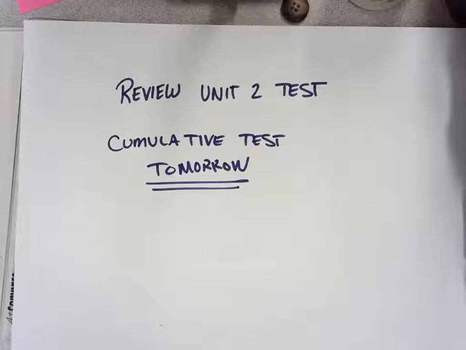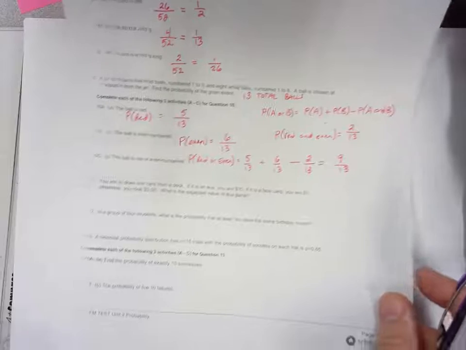Alright. First thing, guys, we're going to look at the Unit 2 test and finish that out. We left off at number 11, which was the expected value problem. We didn't go over it. We stopped at 10. Yeah, we stopped at 10C, which is right here.